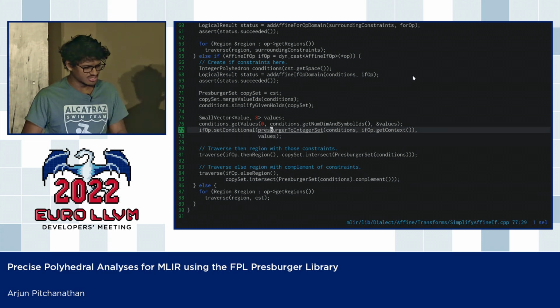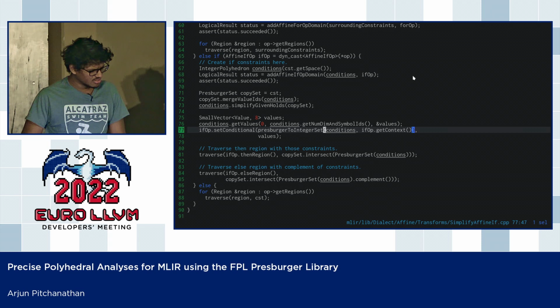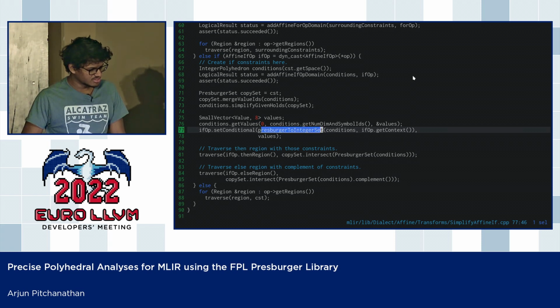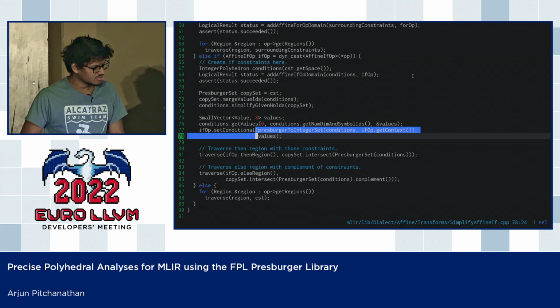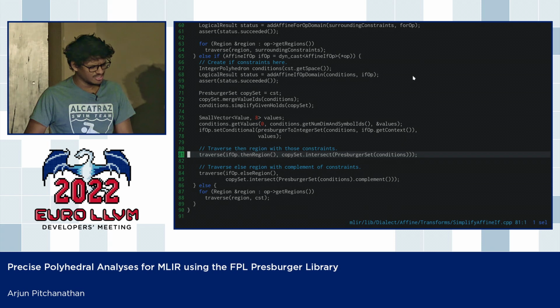The if op here is the IR if op. And finally, we need to convert from the integer polyhedron conditions, which is the mathematical structure that we have, into the IR level integer set. To do that, we have a handy conversion function. It takes the context of the op and the set that you want to convert, and it just converts it. That's all you need to do to set the new conditional from the mathematical object integer polyhedron. And we just traverse into the if and then regions.